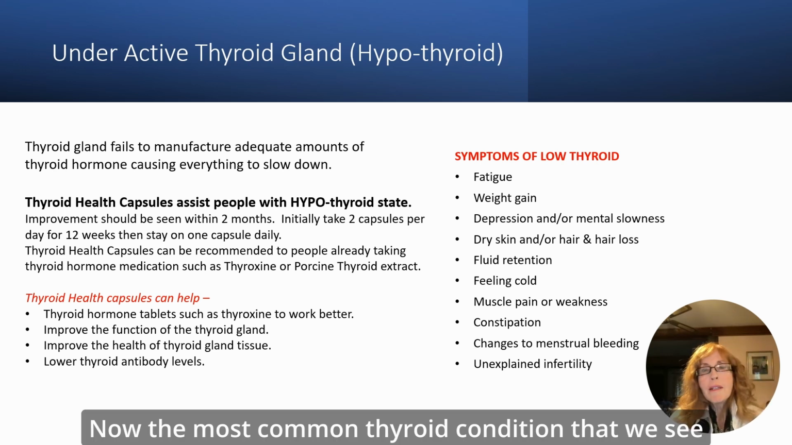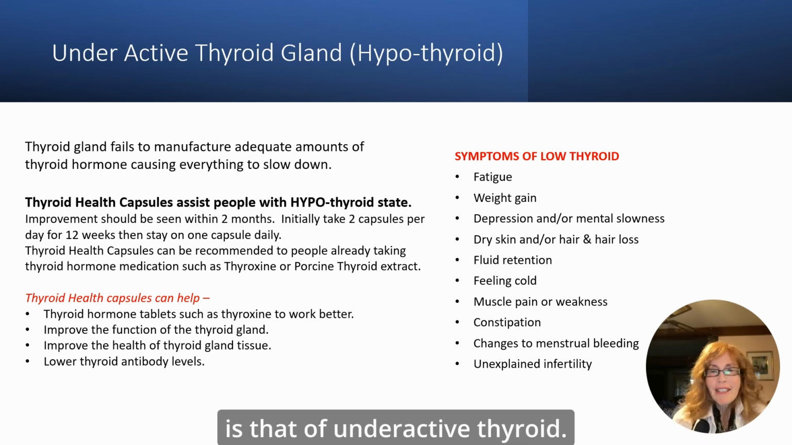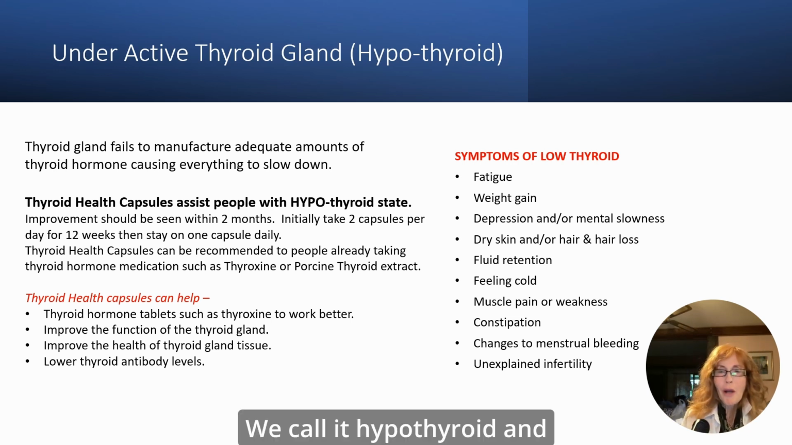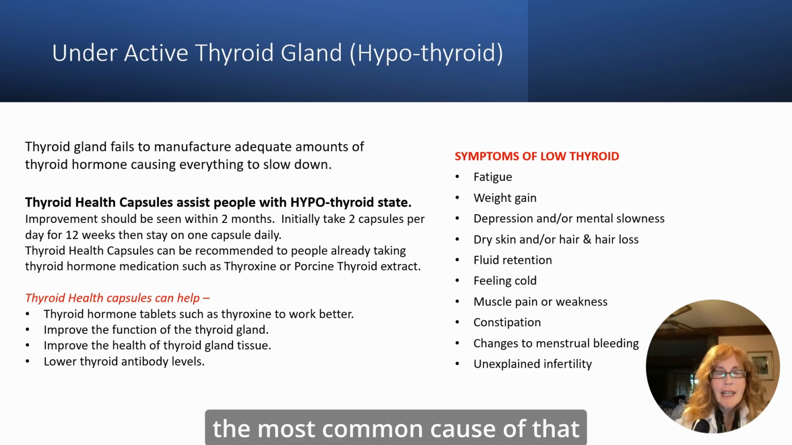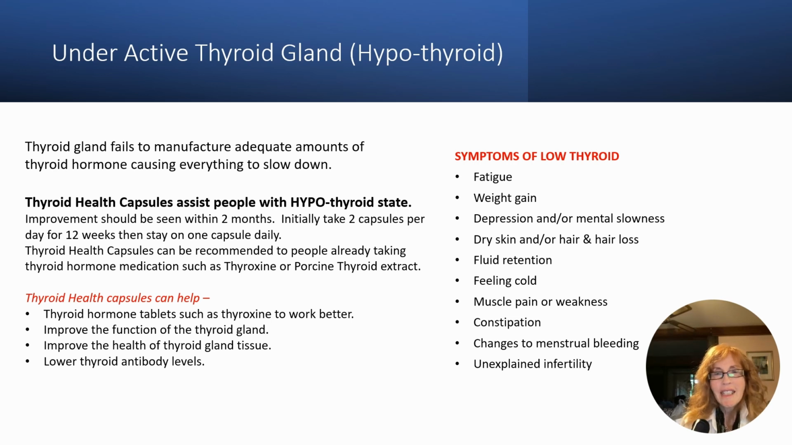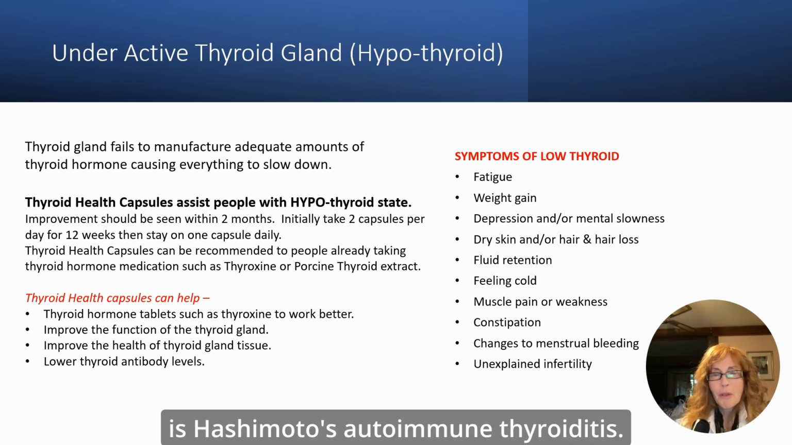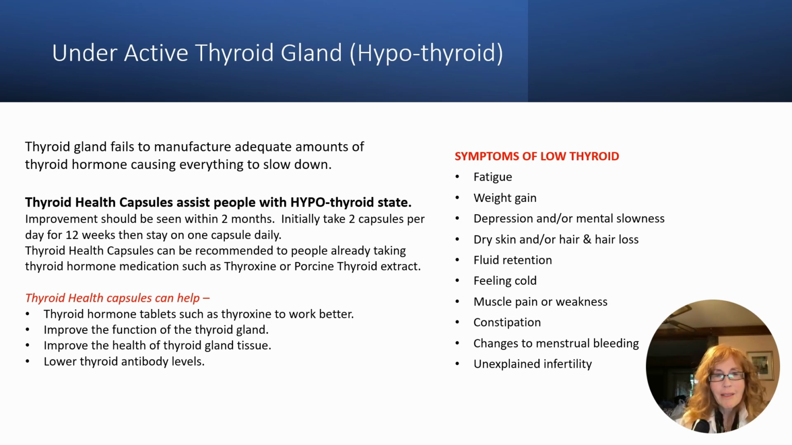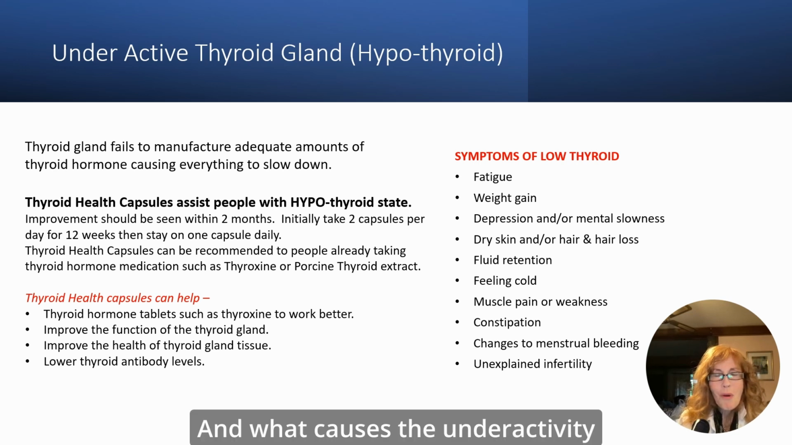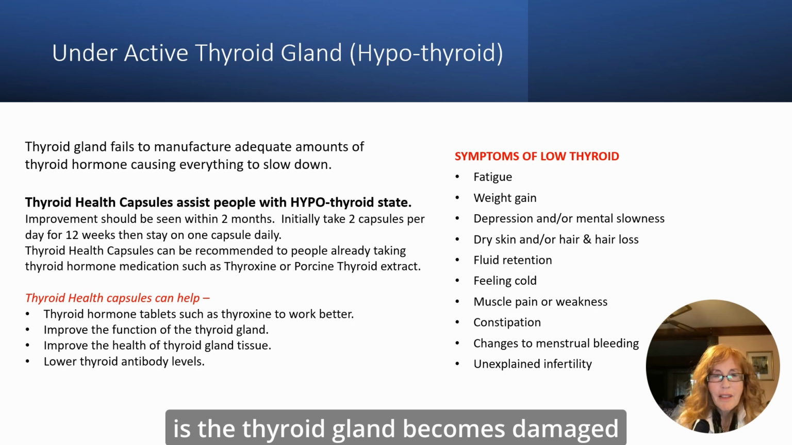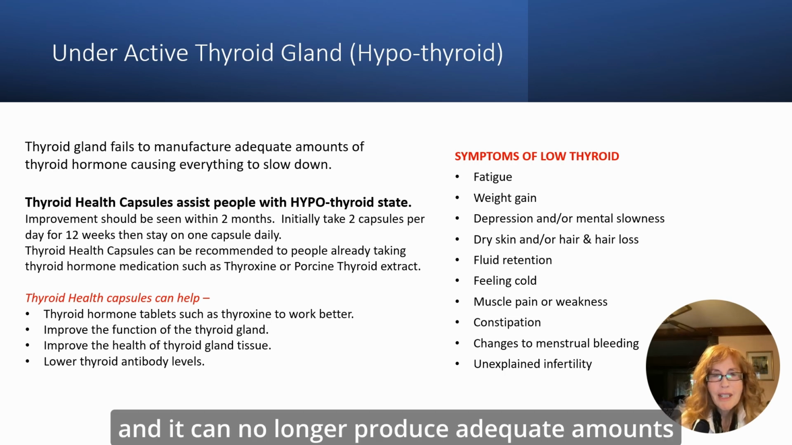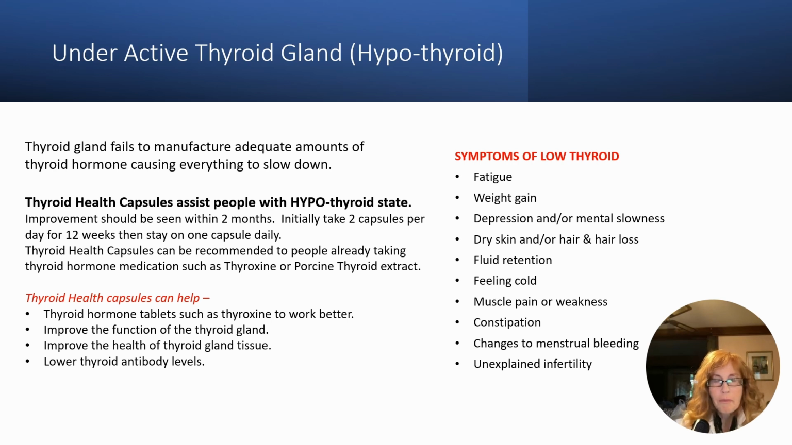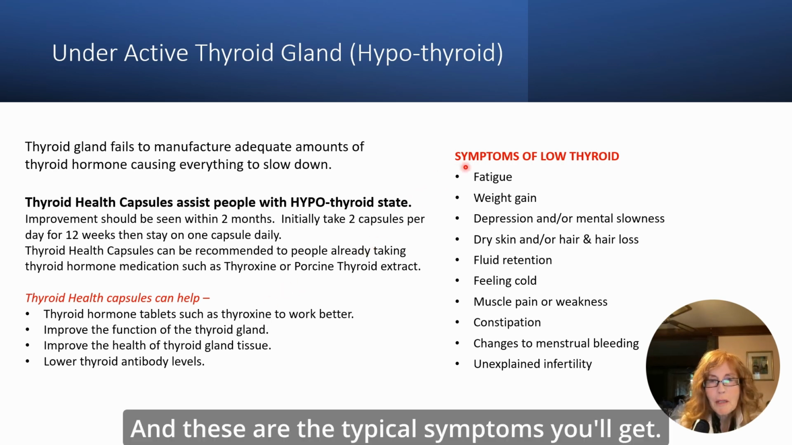Now, the most common thyroid condition that we see is that of underactive thyroid. We call it hypothyroid, and the most common cause of that is Hashimoto's autoimmune thyroiditis. What causes the underactivity is the thyroid gland becomes damaged and it can no longer produce adequate amounts of thyroid hormone. And these are the typical symptoms you'll get.